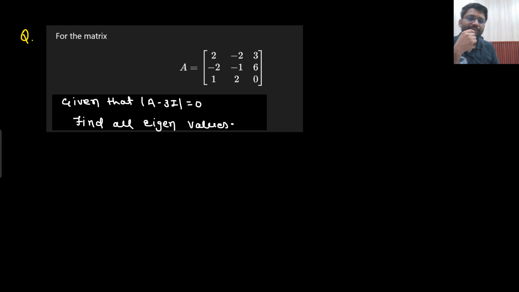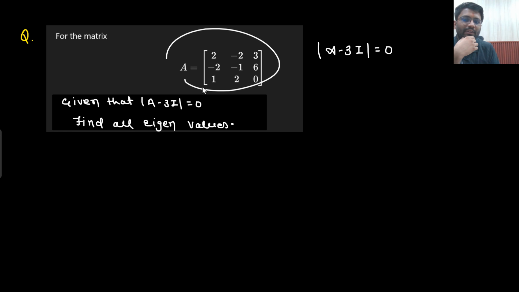Let's go to this one. For a matrix, what is given? A minus 3I equals to 0. This is given. So you need to find out all the eigenvalues. Sir, this information is not even required. I can find out all the eigenvalues from here only. But in a quicker manner we need to do it.